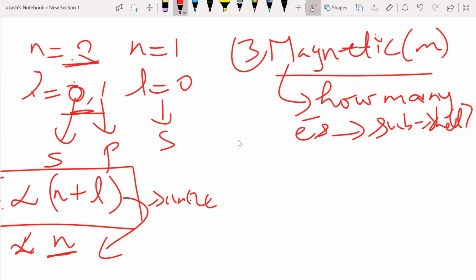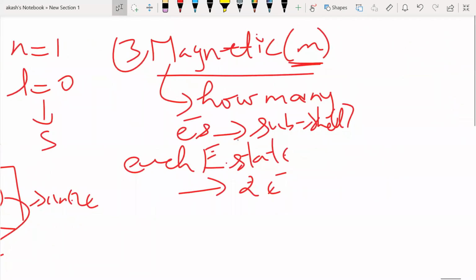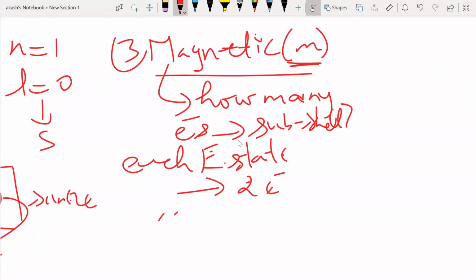Now please understand, for each energy state I can place 2 electrons. So if I have n number of energy states, 2n will be the maximum number of electrons which can be placed. Now this magnetic quantum number is going to depend on the azimuthal quantum number. The m value is pretty simple. m can take values from minus L to plus L.